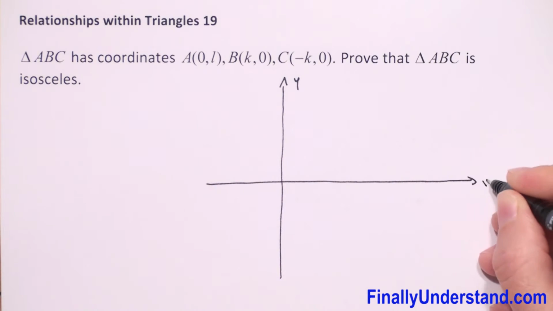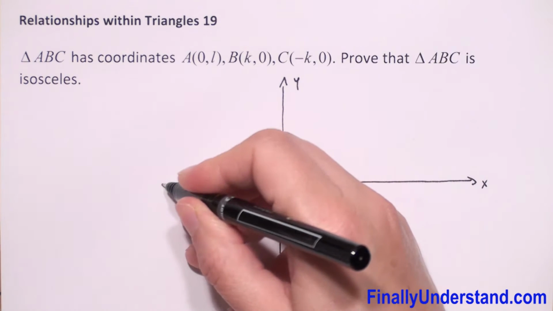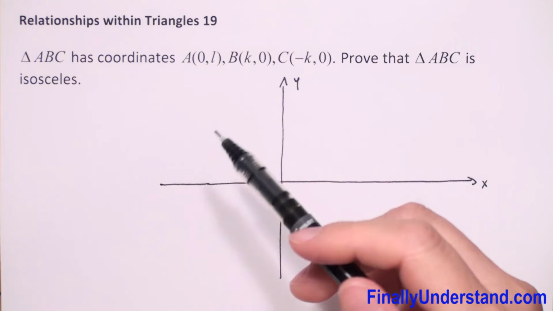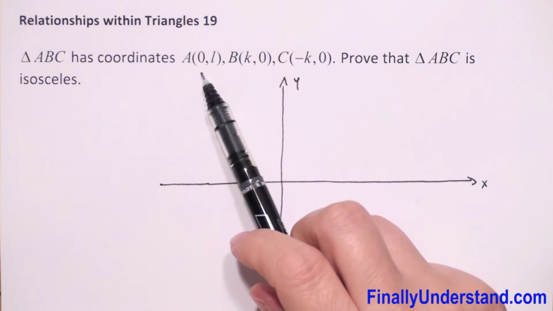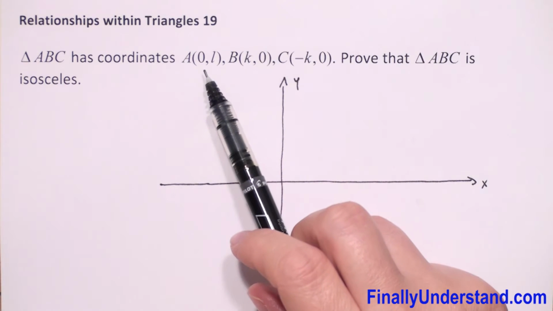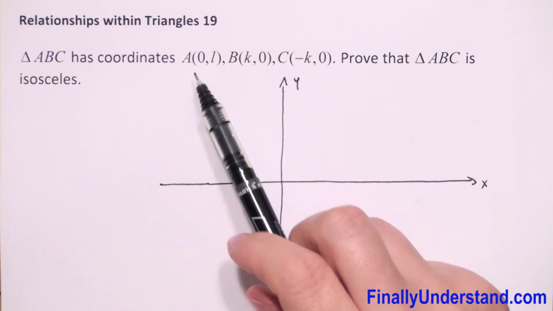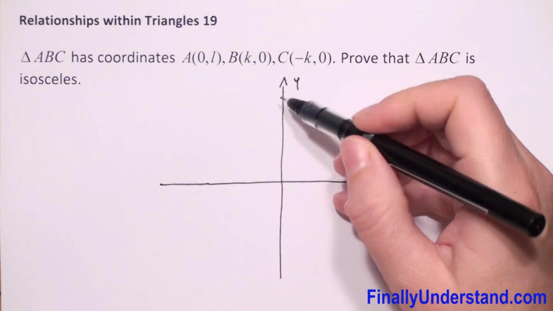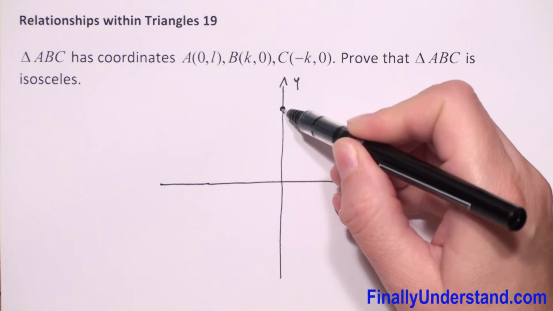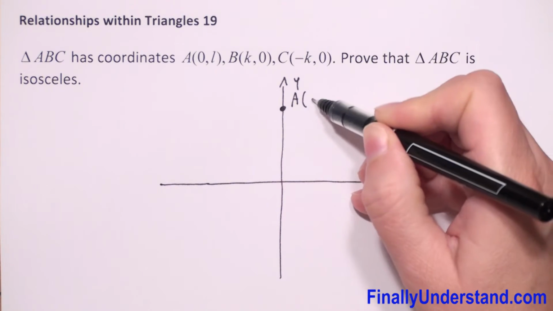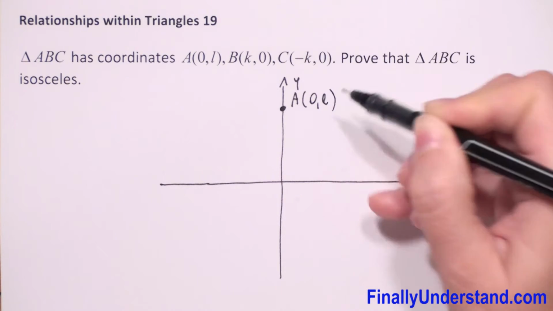Y-axis and x-axis. We have that point A has coordinates (0, L). First is 0. It means that this point is on the y-axis. Let's put that here is our point A. First coordinate is 0 and second is L.